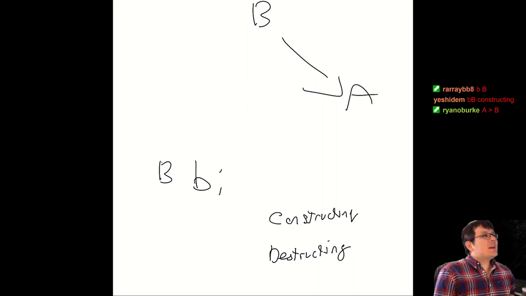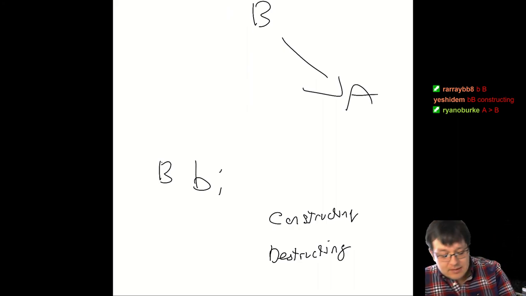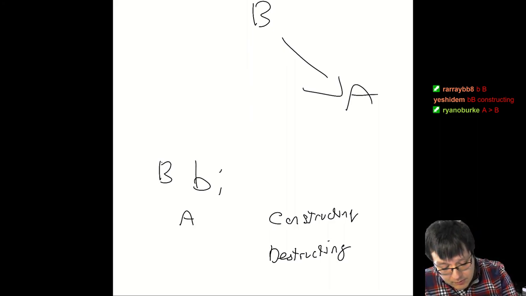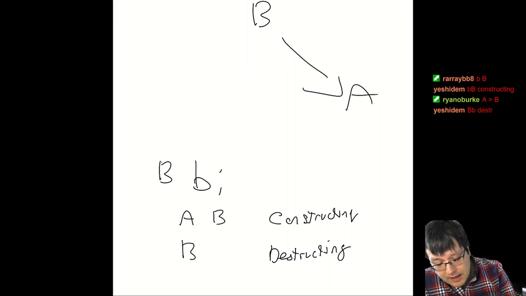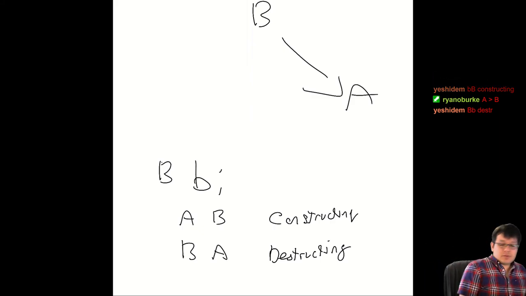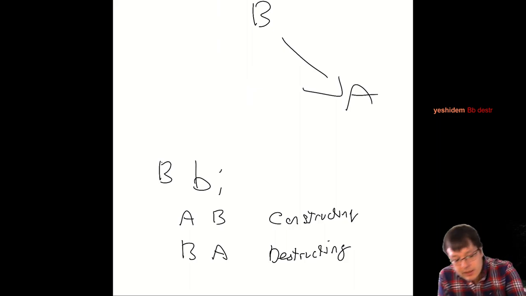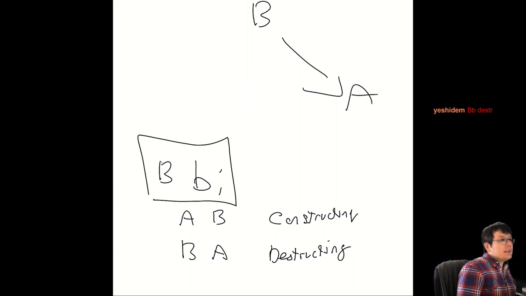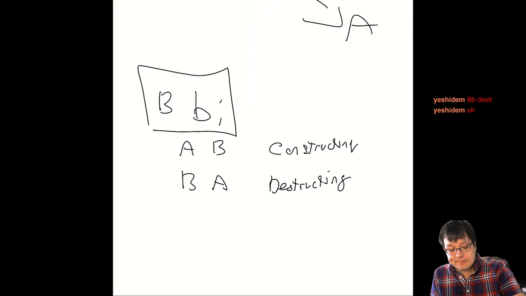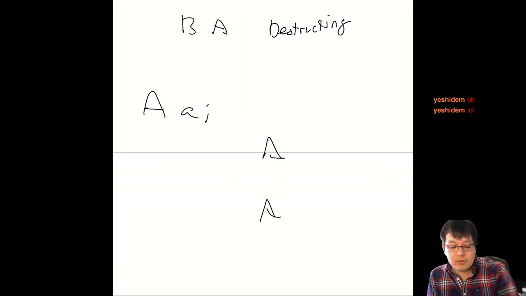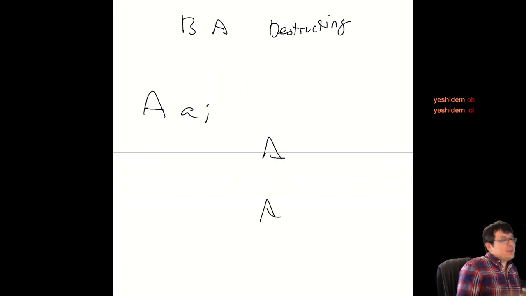Lowercase b. It would be AB. Yes. So you would do AB for constructing, and then BA for destructing. Okay? If you're creating an object like this. And then, of course, if you just made an object of A, then that would just be A for constructing and A for destructing. That's just that. Yes, it was a trick question, just to make sure you guys were awake.